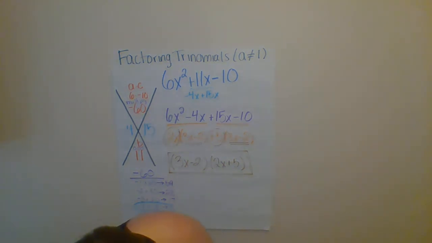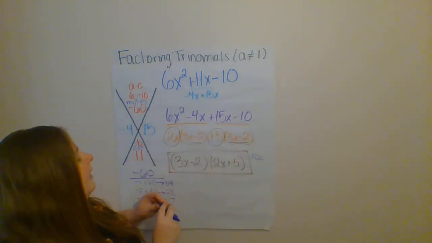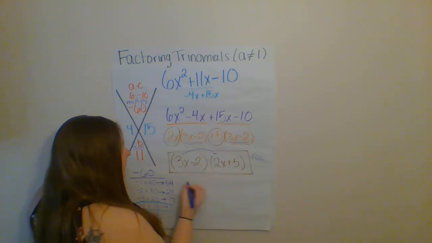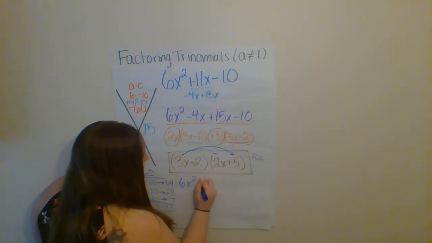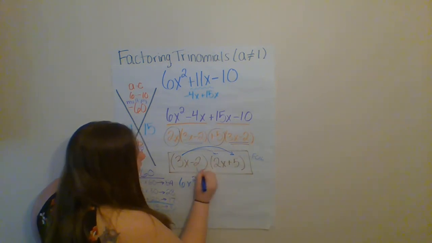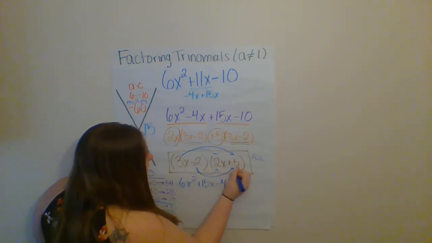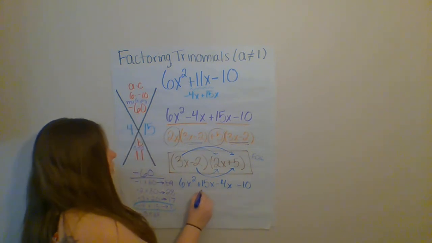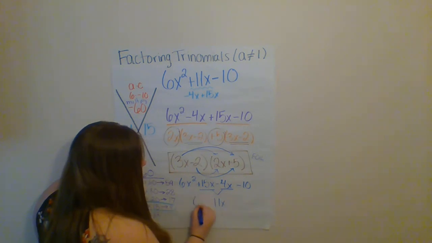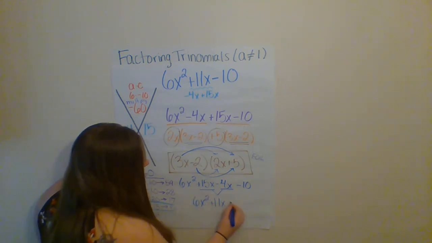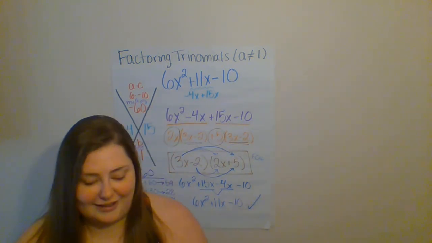And we can check this by FOILing to see if we get our original equation back. So 3x times 2x is 6x squared. 3x times 5 is 15x. Negative 2 times 2x is negative 4x. And negative 2 times 5 is negative 10. We can combine that 15x and negative 4x to be 11x. So we end up with 6x squared plus 11x minus 10, which was our original equation, so we did it correctly.